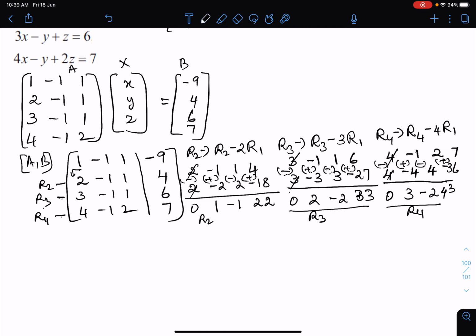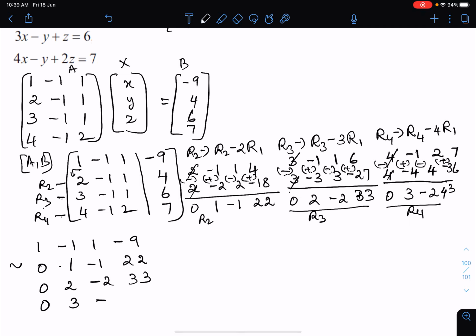Now you write your equivalent matrix. First row is going to be the same: 1, minus 1, 1 and minus 9. Row 2: 0, 1, minus 1 and 22. Row 3: 0, 2, minus 2 and 33. Row 4: 0, 3, minus 2 and 43. Drop the line. This is going to be our augmented matrix.